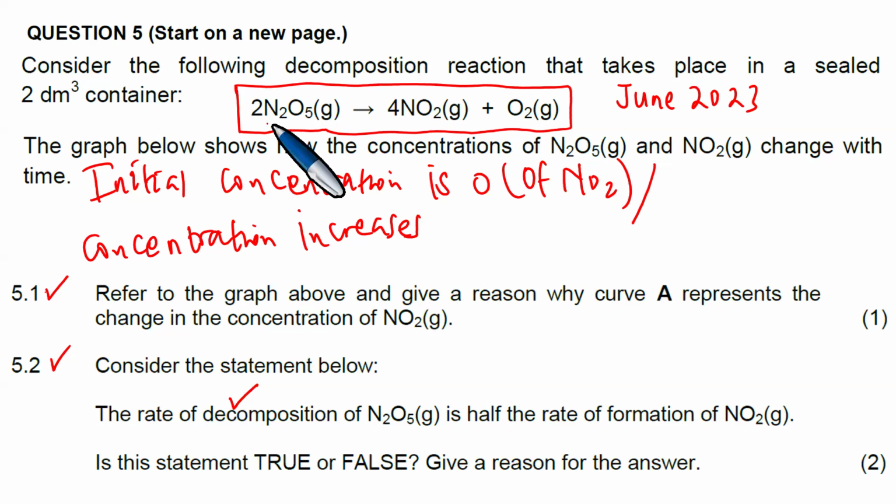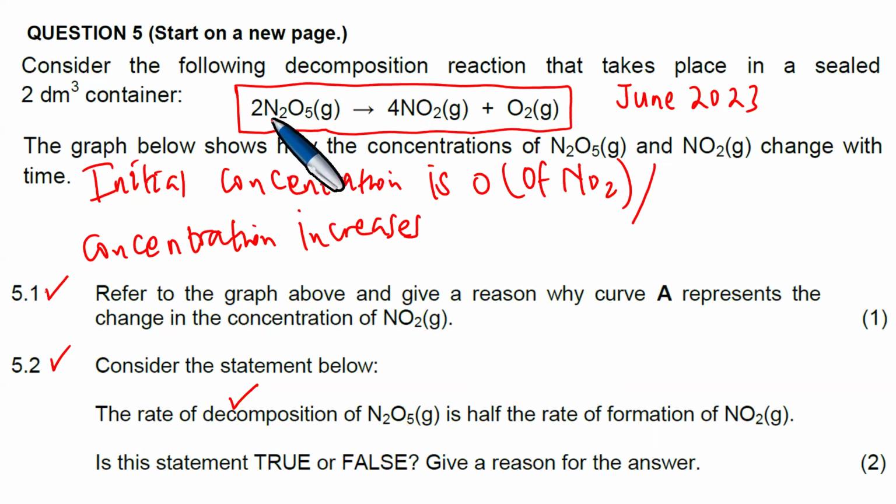How many oxygen atoms? 2 times 5 is 10 oxygen atoms on the left, and on the right we have 4 times 2, which is 8 oxygen atoms, plus 2 oxygen atoms, giving us 10 oxygen atoms. Indeed, you have 10 oxygen atoms, and obviously there's a balance in the atoms on both sides of the equation. Okay, right now, the question is, the rate of decomposition of N2O5 is half.